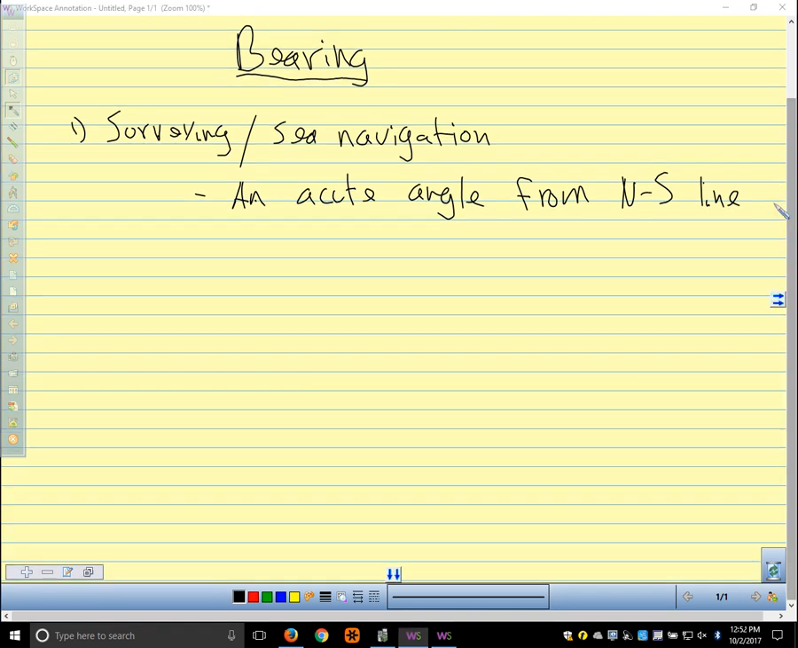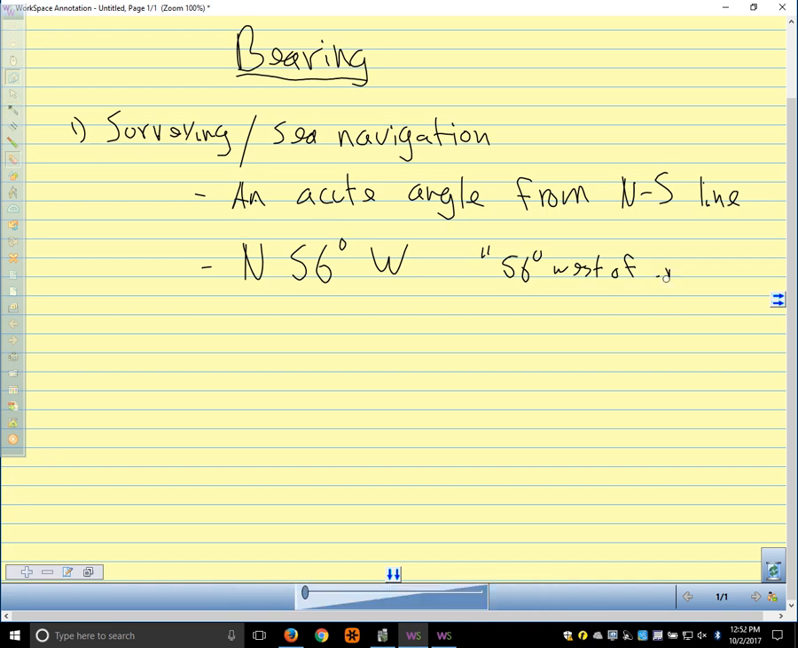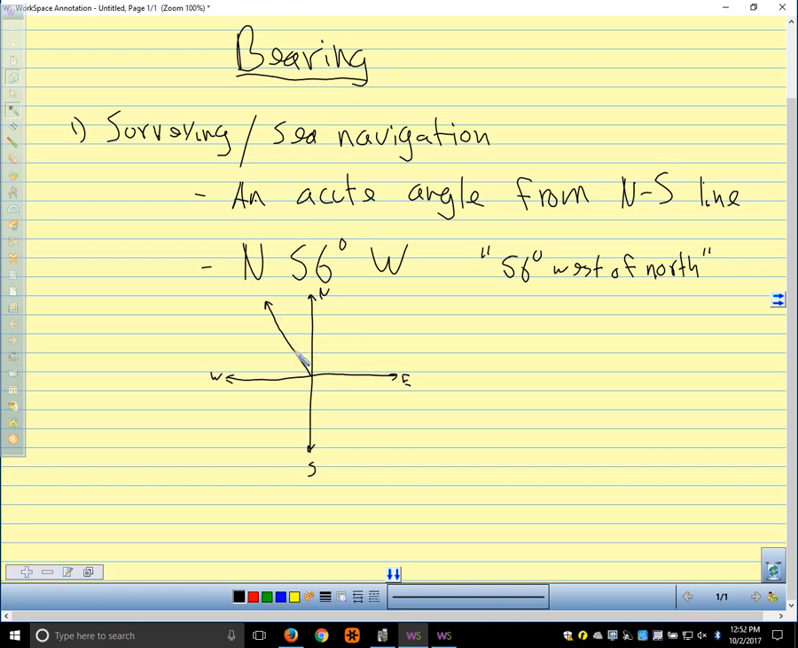And the notation is a little strange. For example, it might say north 56 degrees west. The way I think about this one is 56 degrees west of north. So if we draw our little compass, there's north, east, south, west. So 56 degrees west of north would be this angle here.